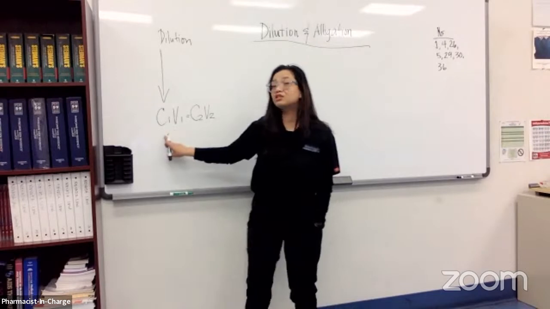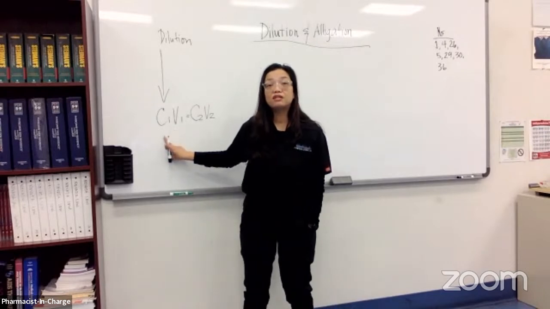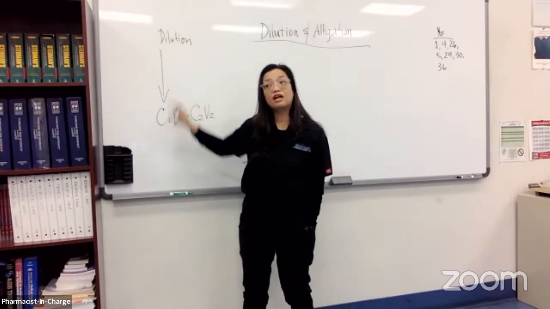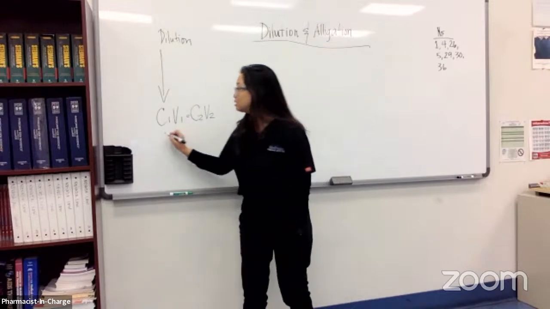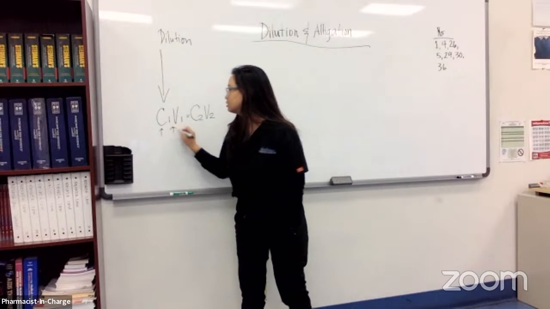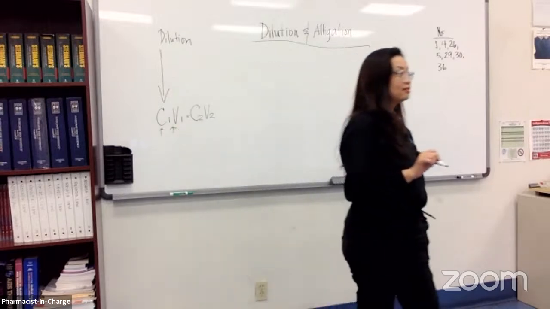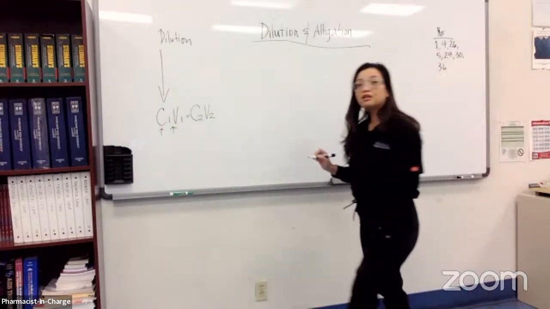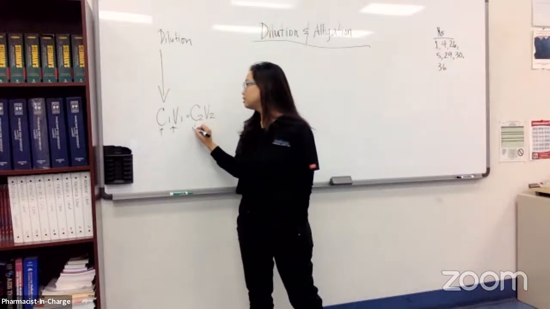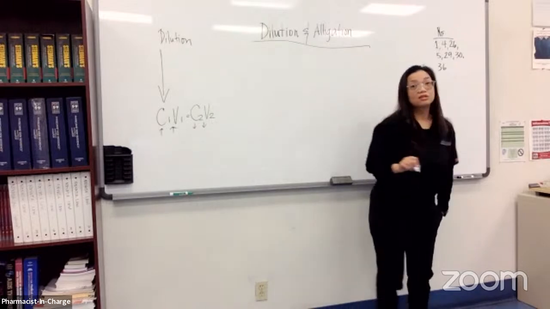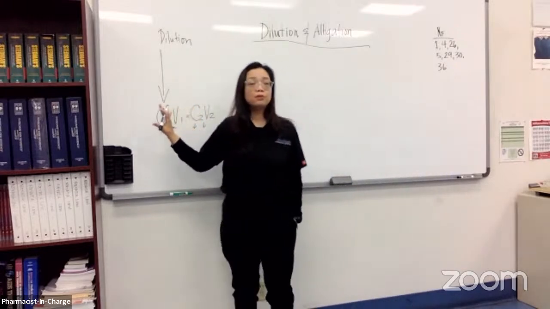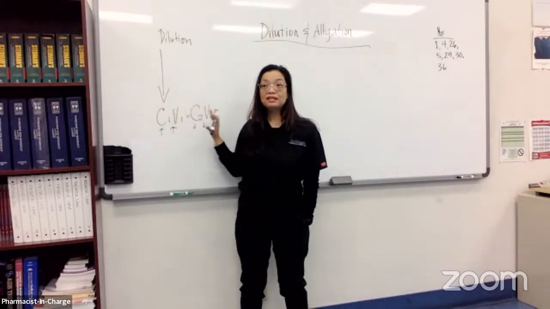Okay. What's the initial concentration? Is it the higher concentration or the lower concentration, after I just described what dilution is? This will be the higher one. And your final concentration will be the lower one. Do you know how to solve problems like this?